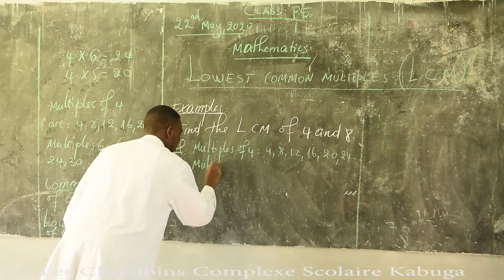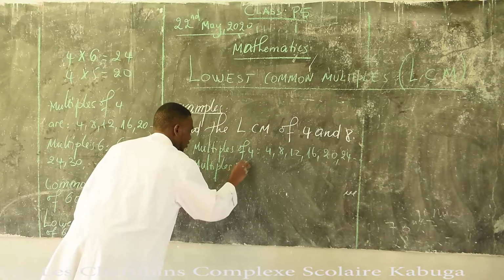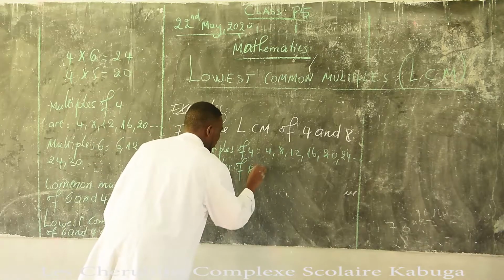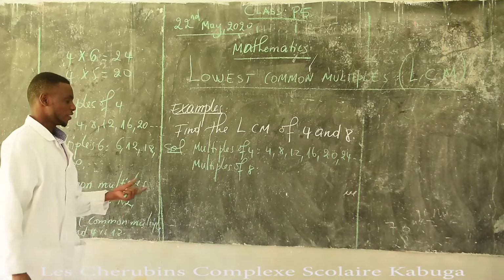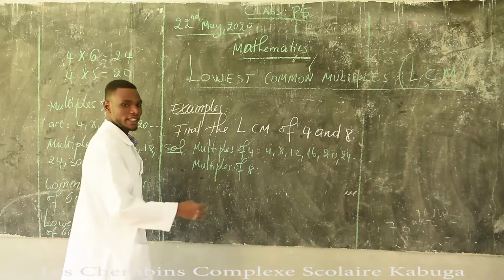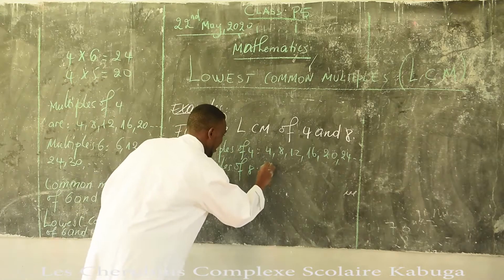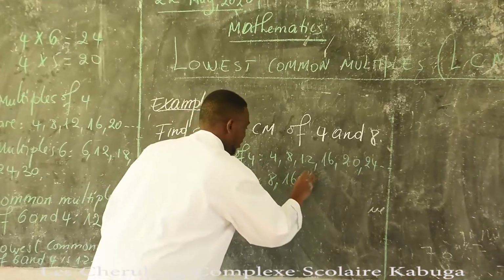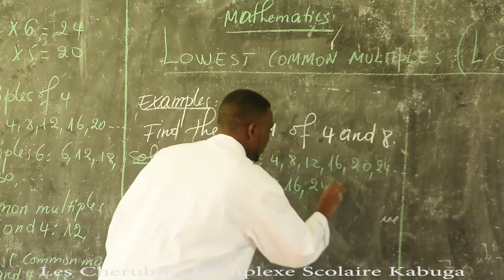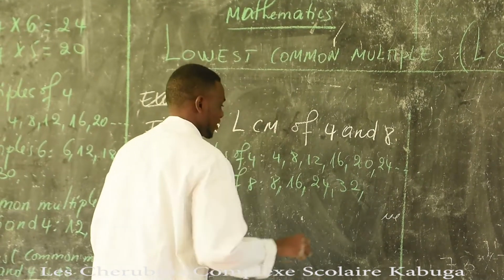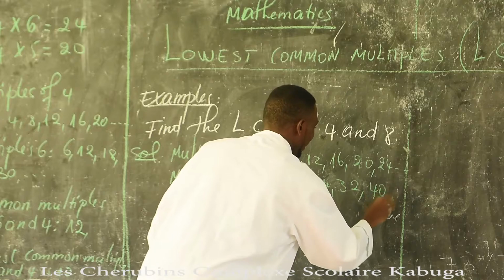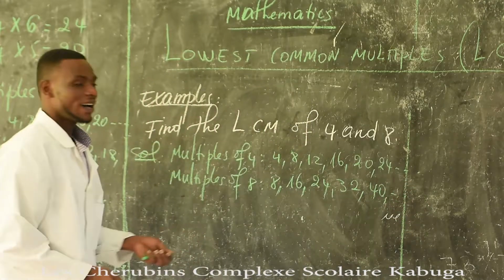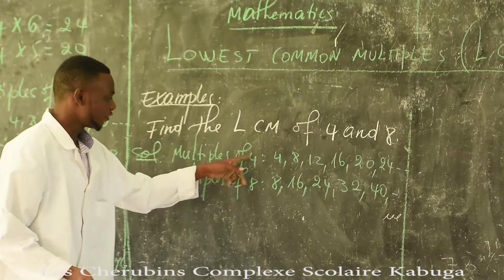Multiples of 8. What are the multiples of 8? The multiples of 8 are 8, 16, 24, 32, 40, and so on. So what are the common multiples of 4 and 8?